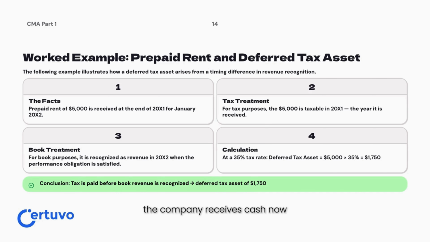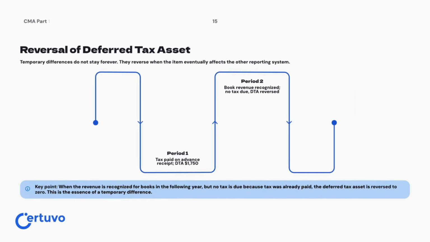The company receives cash now. Tax is paid now, but book revenue is recognized later. That timing difference creates a deferred tax asset. Let's move to Slide 15. Slide 15 explains the reversal of deferred tax asset.